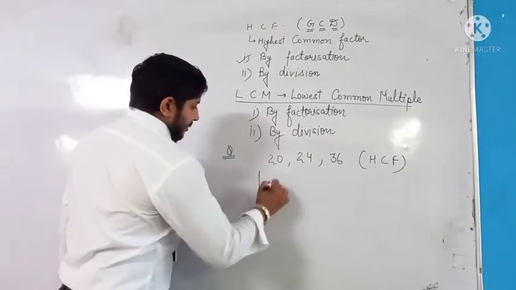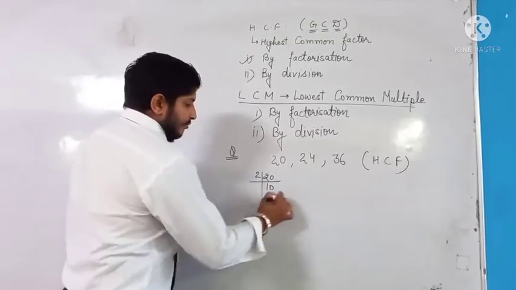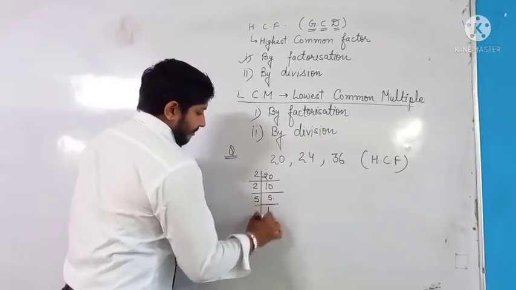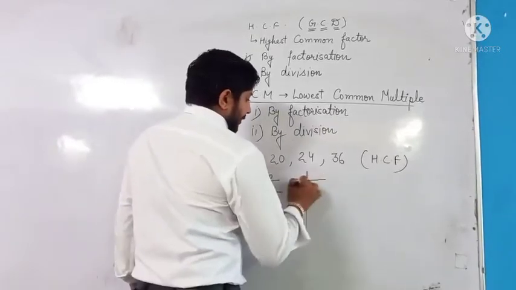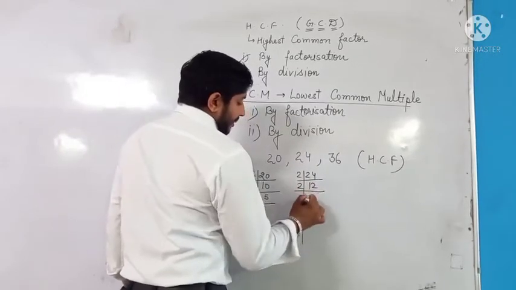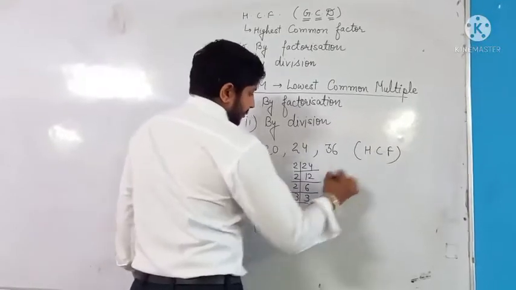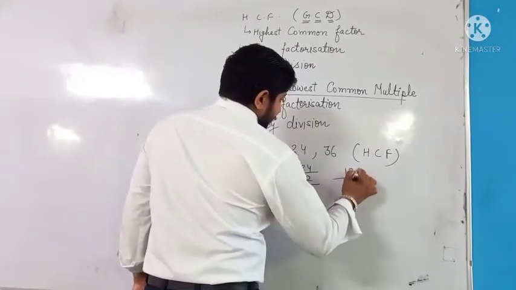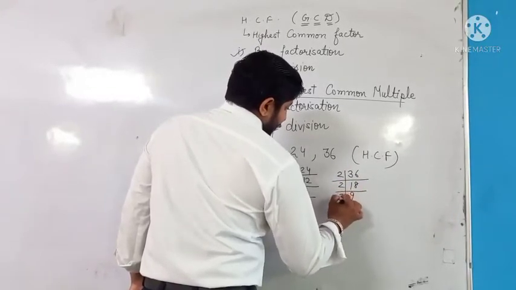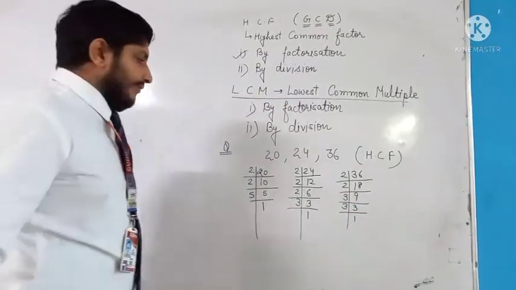First we factorize 20 by 2. Divide 20 by 2, 10. Then 10 divided by 2, 5. Then 5 by 5, 1. Then 24 we factorize by 2, 12. 12 by 2, 6. Then by 2, 3, then by 3, 1. And 36 by 2, 18, by 2, 9, and by 3, 3, and 3 by 3, 1. By this method we factorize.